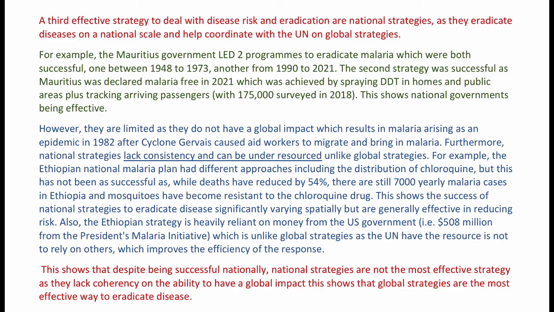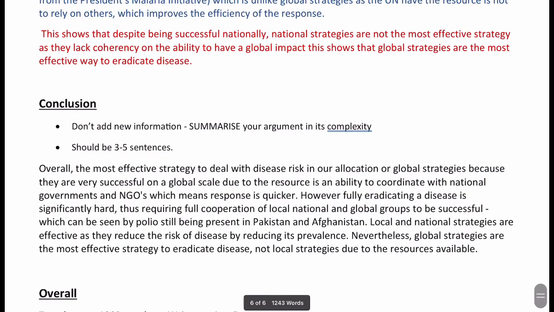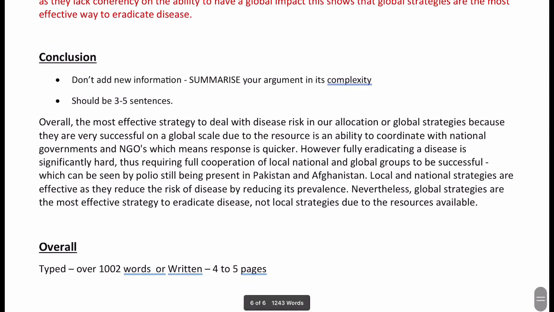Some people would say, do you need to make more than that? I think it's about consistency of application here. Make sure you have a clear point, make sure you have a good explanation, but spend a lot of time really hammering home that AO2, that PESTLE technique. In your conclusion, all you should be doing to finish it off is 3 to 5 sentences that summarize your argument in its complexity.